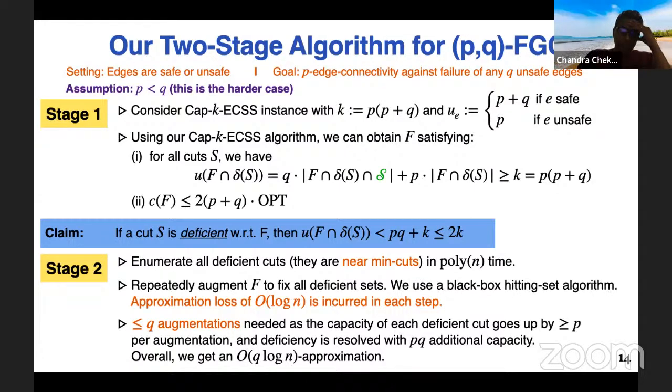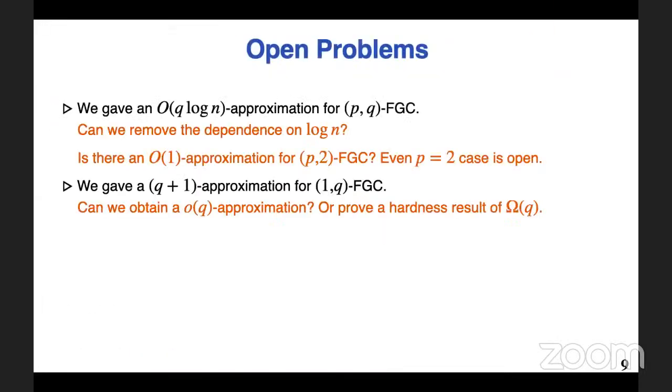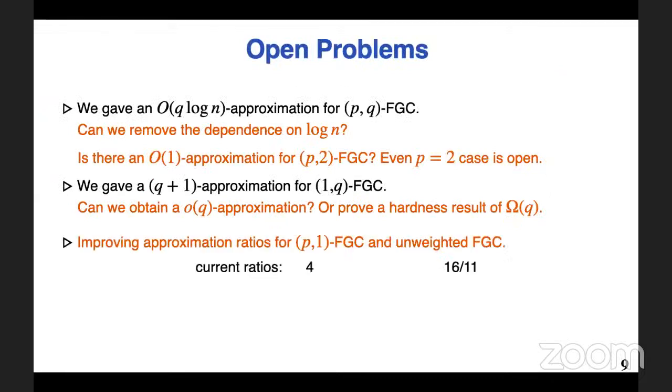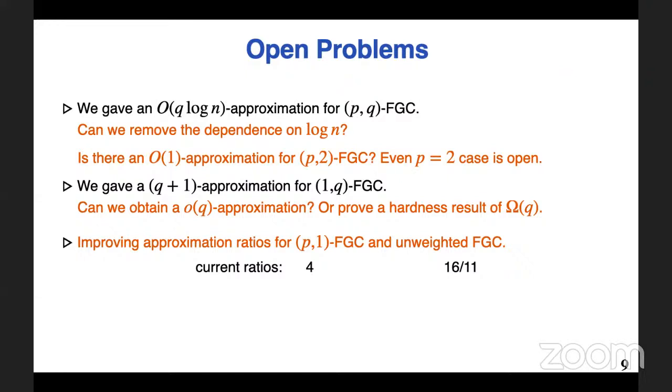You're welcome. On the last slide, you mentioned one of the open questions is that even 2,2 FGC is open. That means what? Every cut should either have 2 safe edges or 4 edges in total. And the best known algorithm for this is the log n that you mentioned from the bullet point. Exactly, so it's order log n.